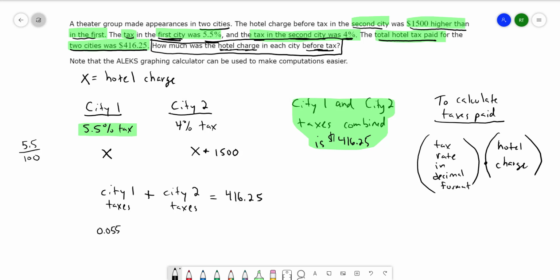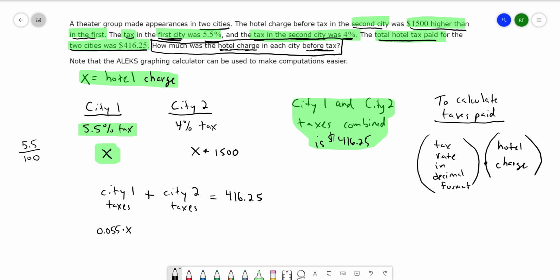And then you have to take that and multiply it with the hotel charge. Well, don't forget, the hotel charge is represented by this, the variable X. So I just take that and put times X. That's the hotel charge for City 1. And I actually wrote it down over here too, so it's probably better to look at this one.